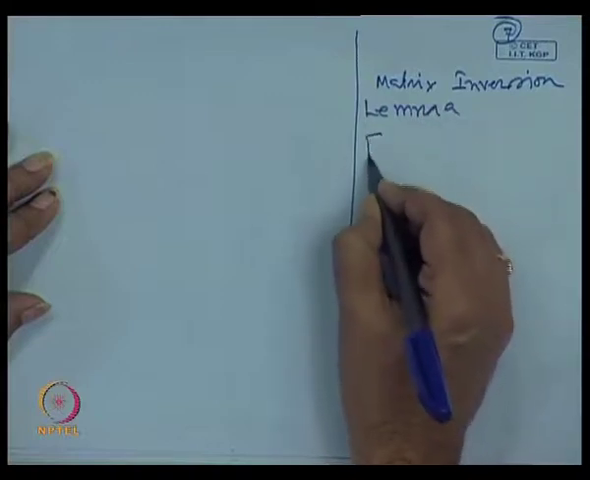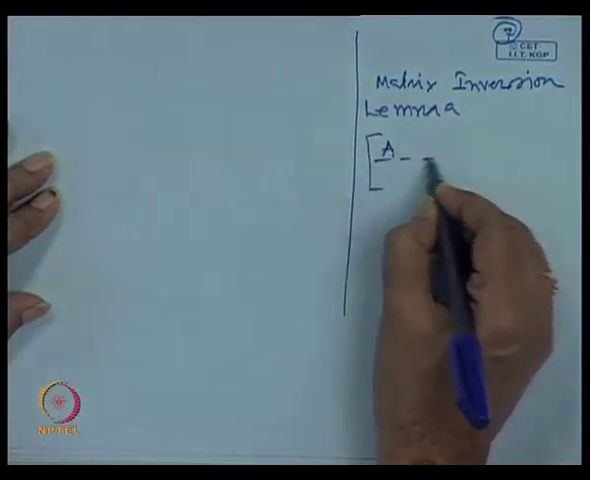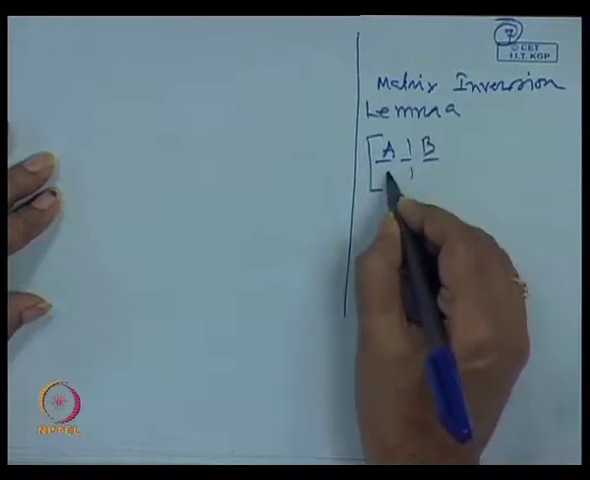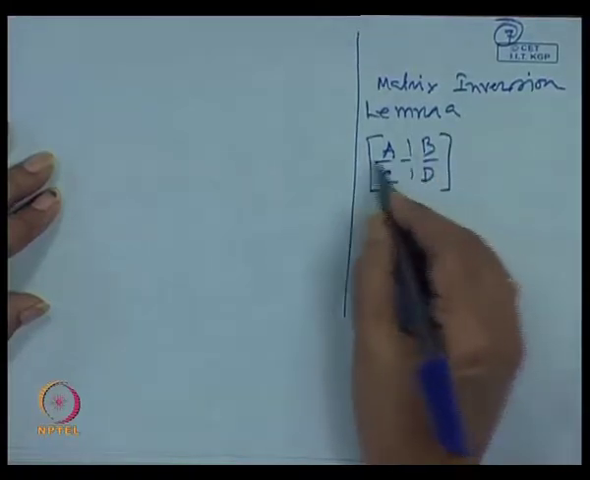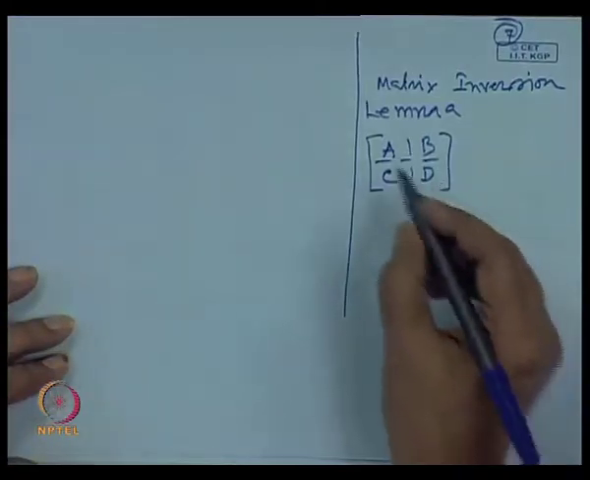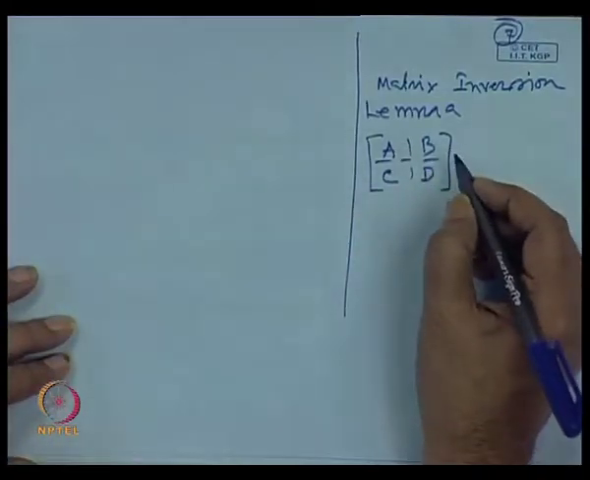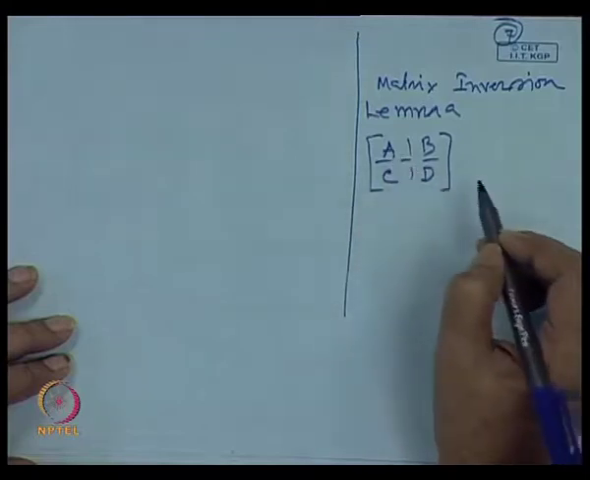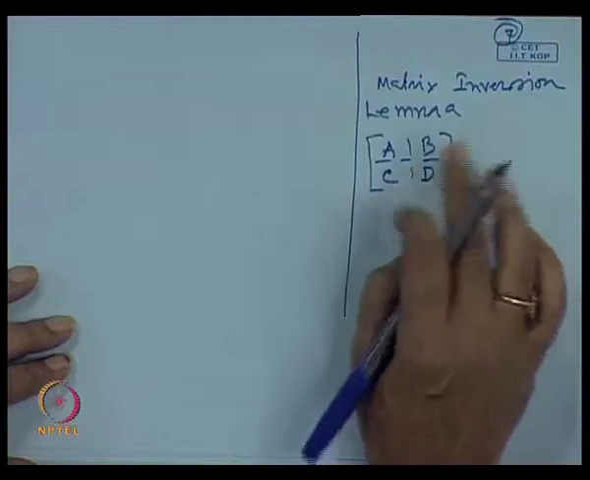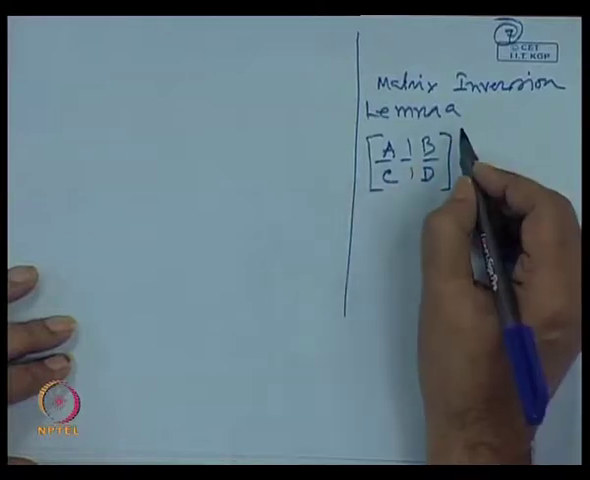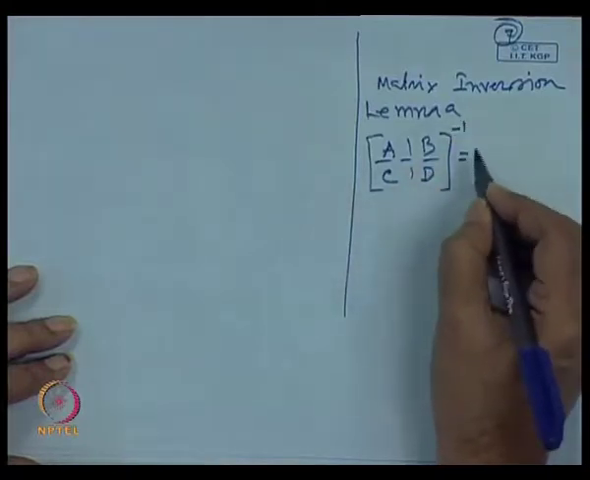Suppose we have a matrix with blocks A, B, C, D, partitioned this way. It is assumed that the inverses of A and D exist. We have partitioned it in such a way that these blocks are square matrices and their inverses exist. So, you have to find the inverse of this matrix.